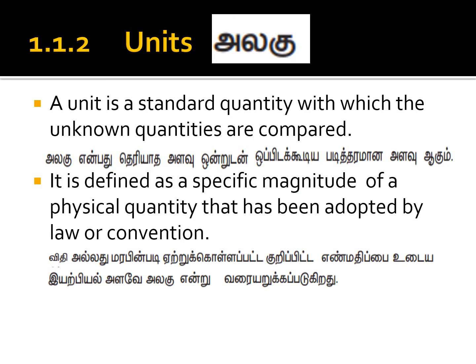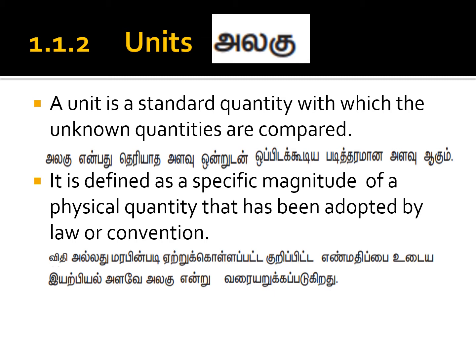Units. A unit is a standard quantity with which the unknown quantities are compared. It is defined as a specific magnitude of a physical quantity that has been adopted by law or convention. For example, feet is the unit for measuring length. That means 10 feet is equal to 10 times the definite predetermined length called foot.